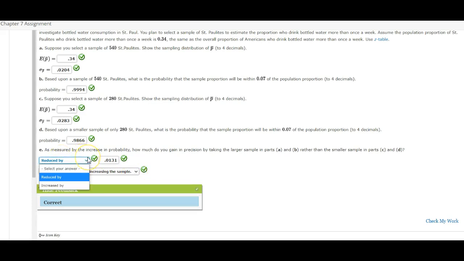But for some reason, the correct answer that they mark here is reduced by. The precision isn't reduced by taking a larger sample, it's actually increased by taking a larger sample. So this wording is somewhat confusing.